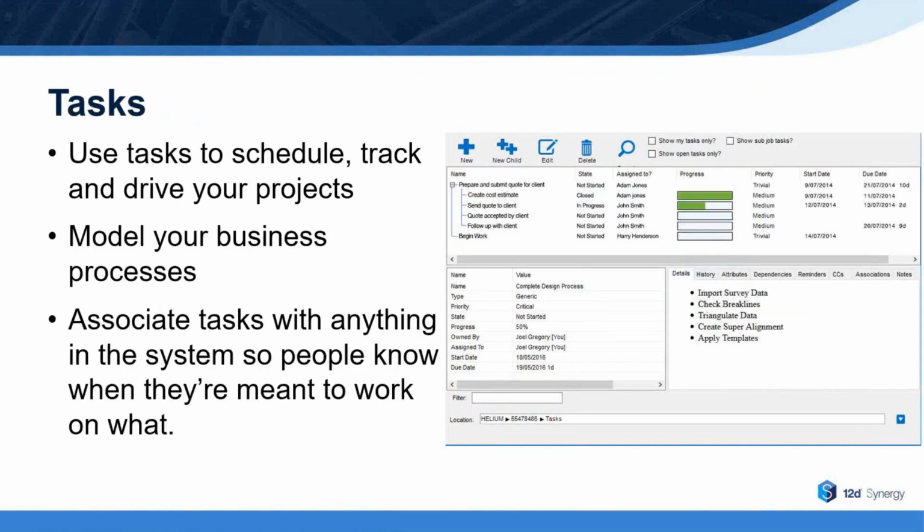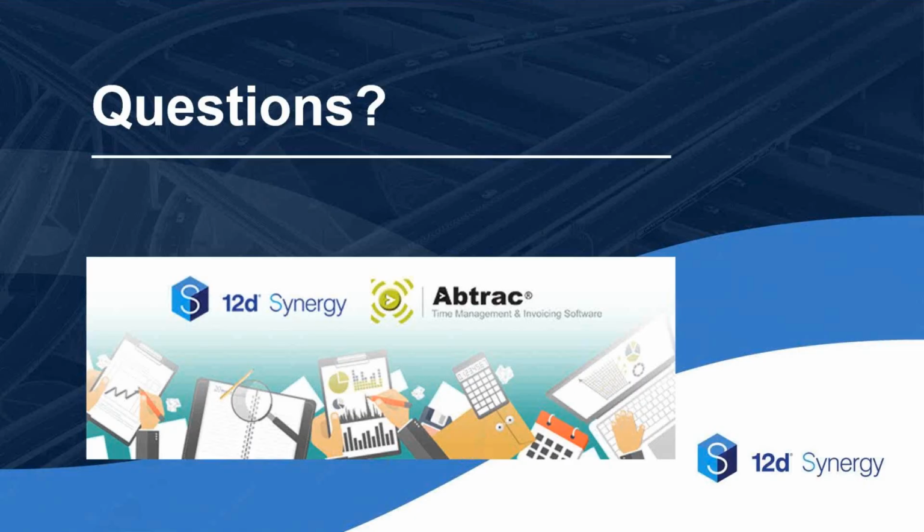So you can use tasks to schedule, track, and drive your projects. They can model your business processes, and you can also associate tasks with anything in the system so people know when they're meant to work on what. You can also set up things like email reminders. Hey, let the planning team know 6 months and 3 months before all the 223s are due to expire. Okay, so that's, I guess, Synergy in a nutshell.